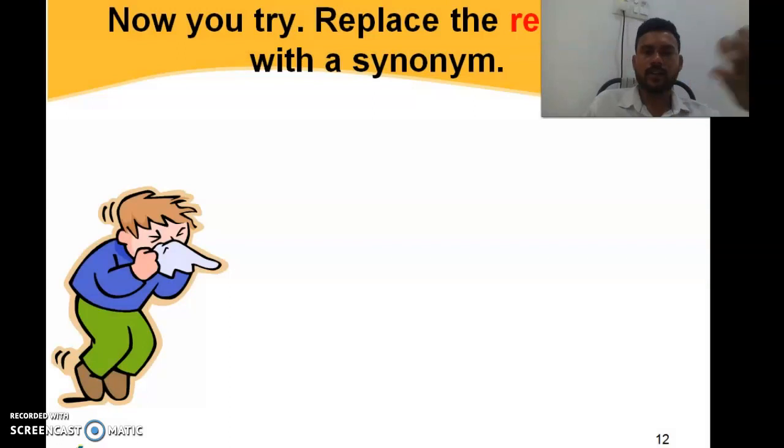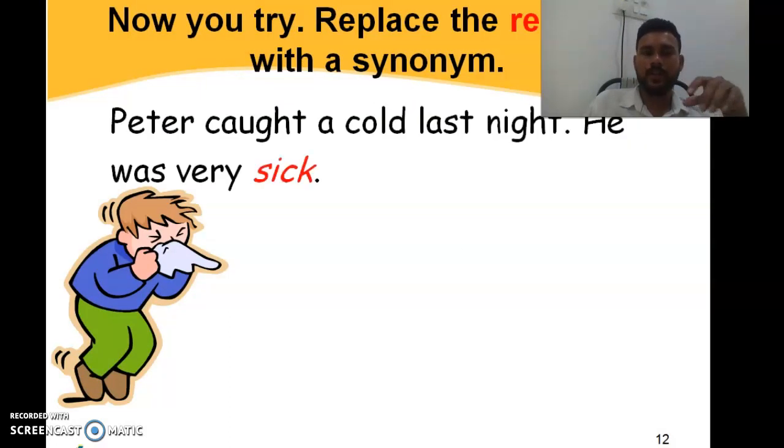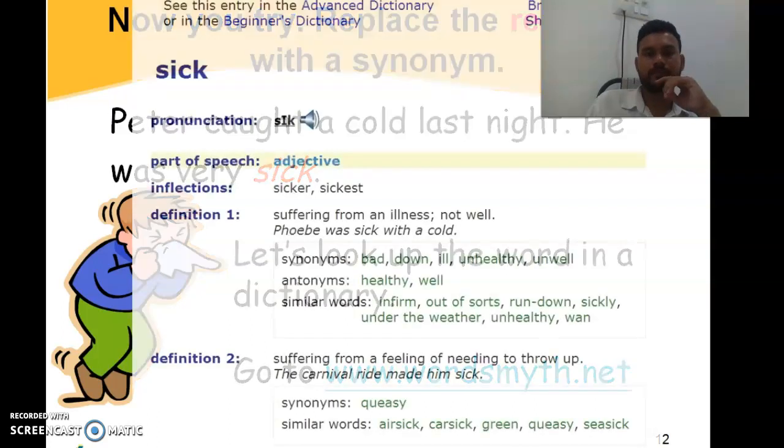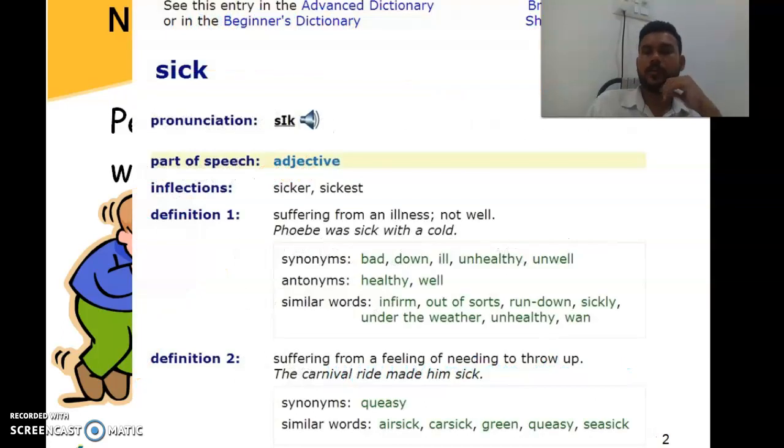So now I give you a small task. Try to replace the red word with different synonyms. So Peter caught cold last night. He was very sick. Let's try to look at the dictionary meaning of sick. The part of speech is adjective. Sick means, first definition, suffering from illness. The second meaning is suffering from a feeling of needing to throw up.